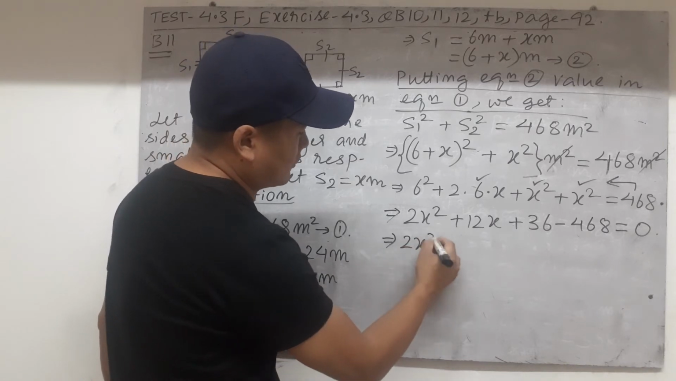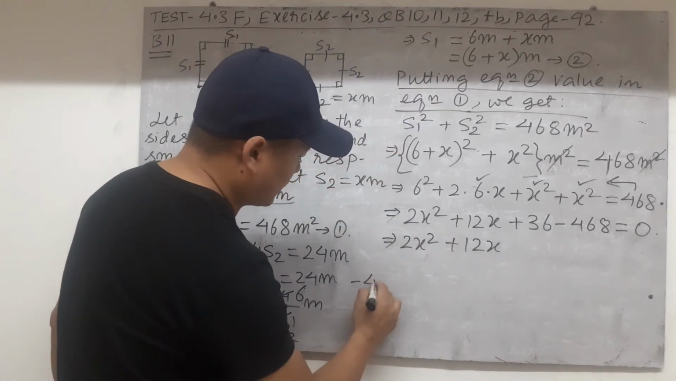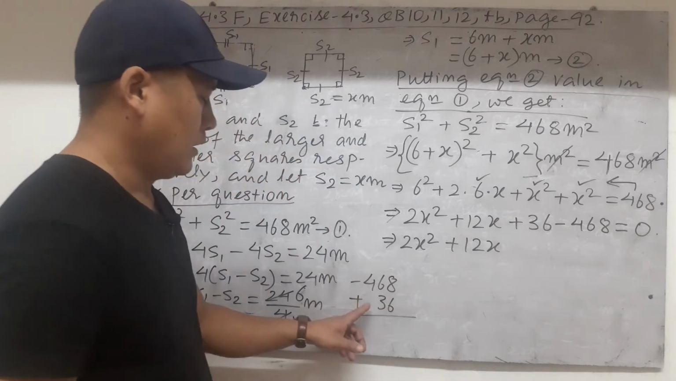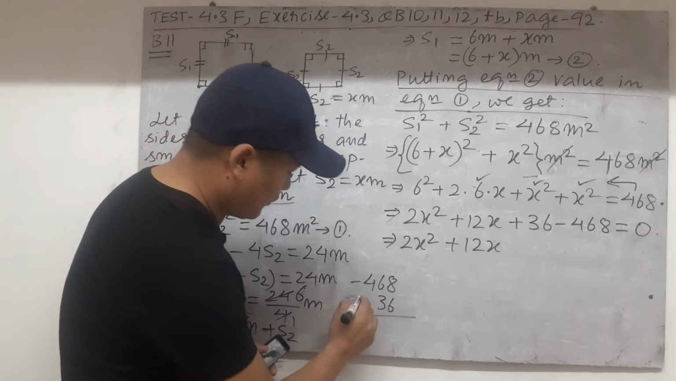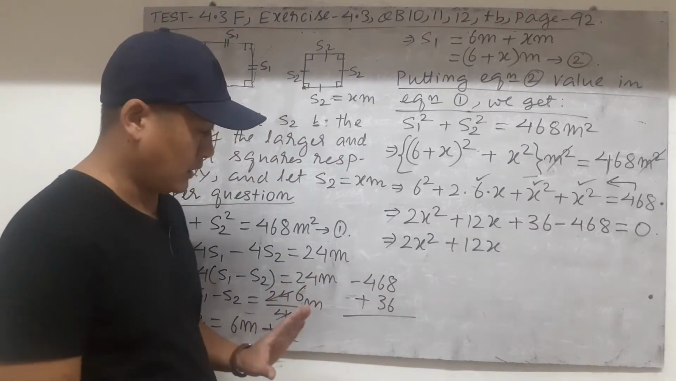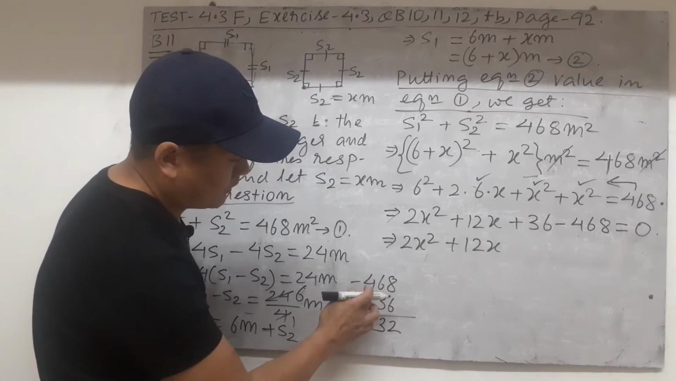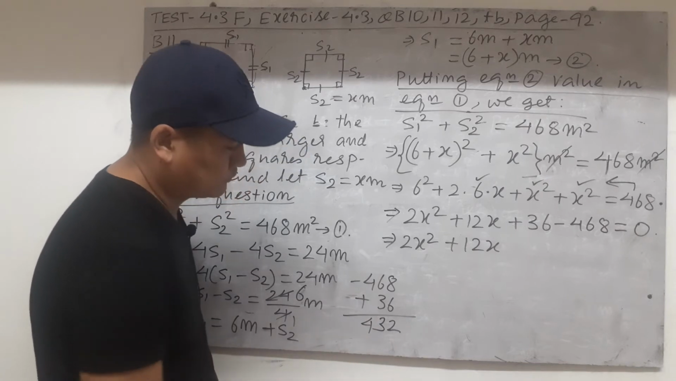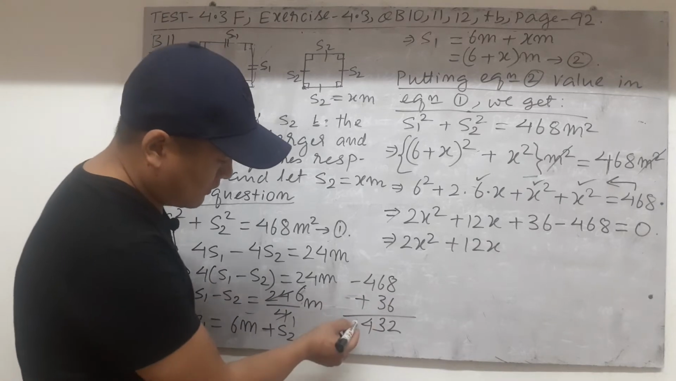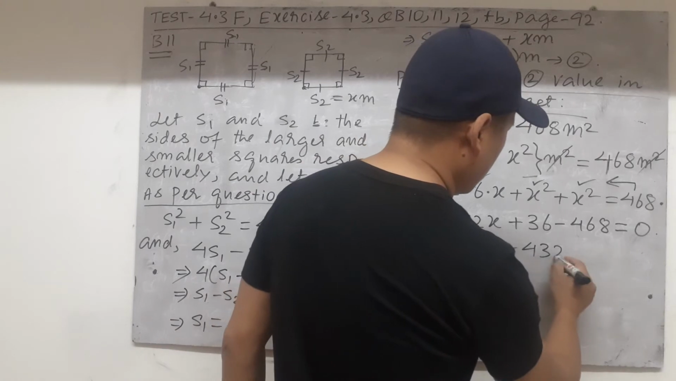Continue to arrange: 2x squared plus 12x. And these two here, bigger one is minus 468, smaller one is plus 36. So we always place the bigger absolute value usually up, so we put minus 468 up, and the smaller one down. Then minus plus means we subtract. We know that 8 minus 6 is 2, 6 minus 3 is 3, 4 is left, so 432. Bigger absolute value 468, its sign is minus, so the answer will also be minus, minus 432.